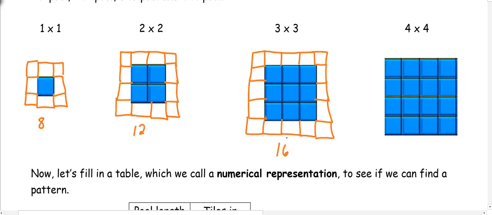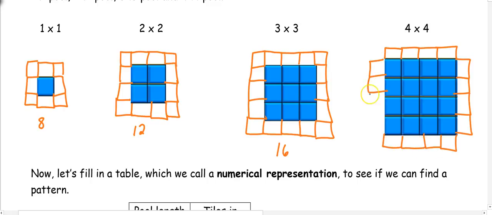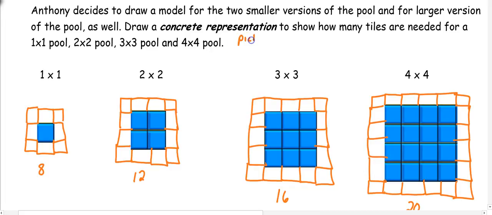In a 4x4 pool, we're going to need 4 tiles on each side to cover the length of the pool. Plus, we're going to need 4 in the corners to complete our border. If I count the tiles in this one, I have 20 tiles. So a concrete representation, then remember, is just a picture that shows what's happening in our situation.